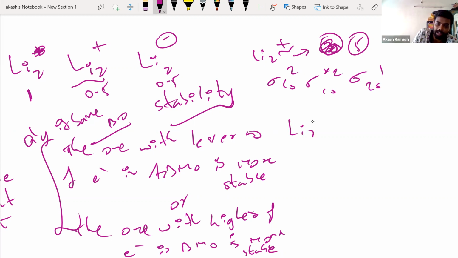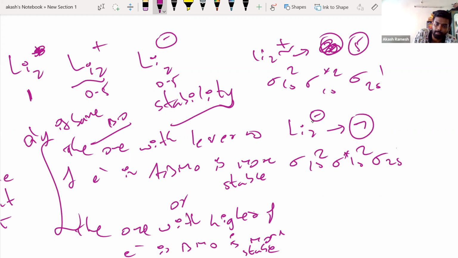Okay, next. Li2 1 minus, which will have 7 electrons now. Li2 will have 6 electrons, and Li2 minus would have 7 electrons, because 6 plus 1 becomes 7. Now let me write. It would be sigma 1s2, sigma star 1s2, sigma 2s2, sigma star 2s1.